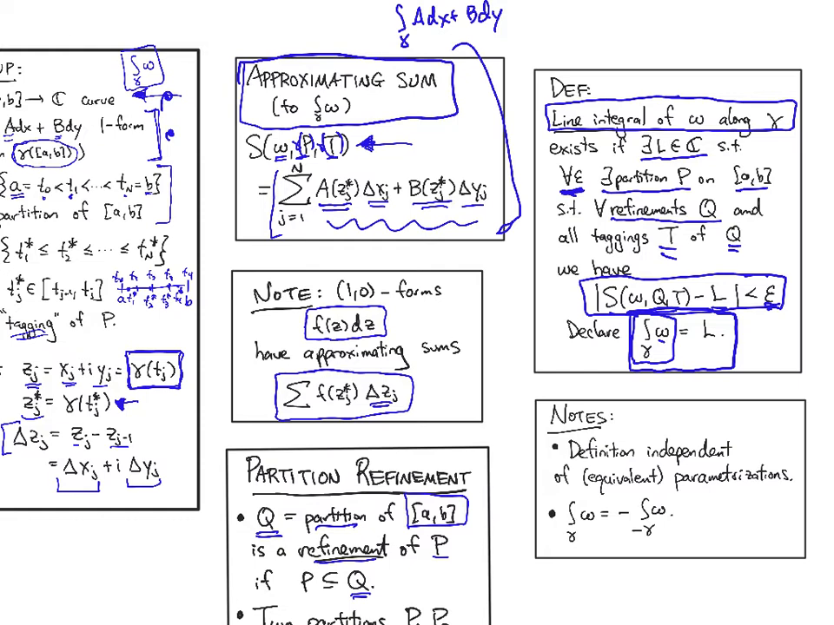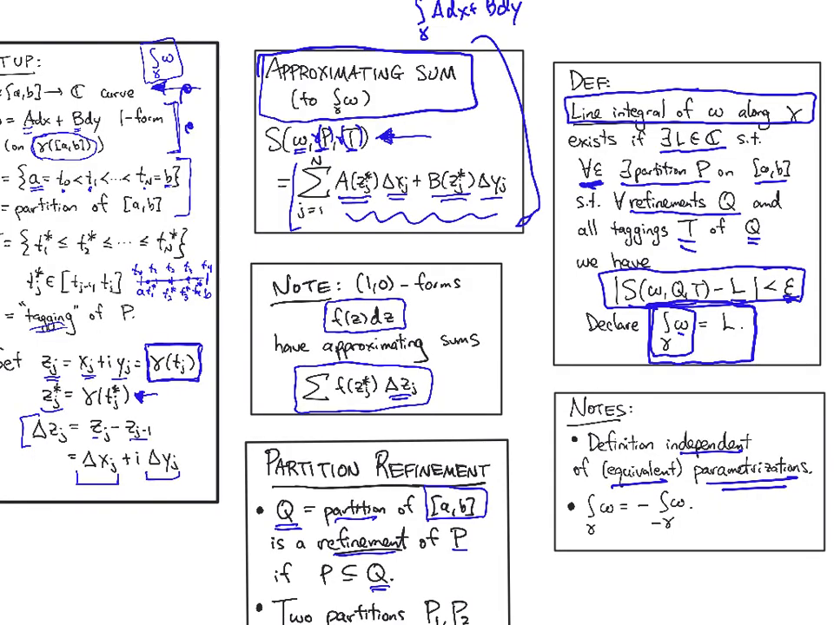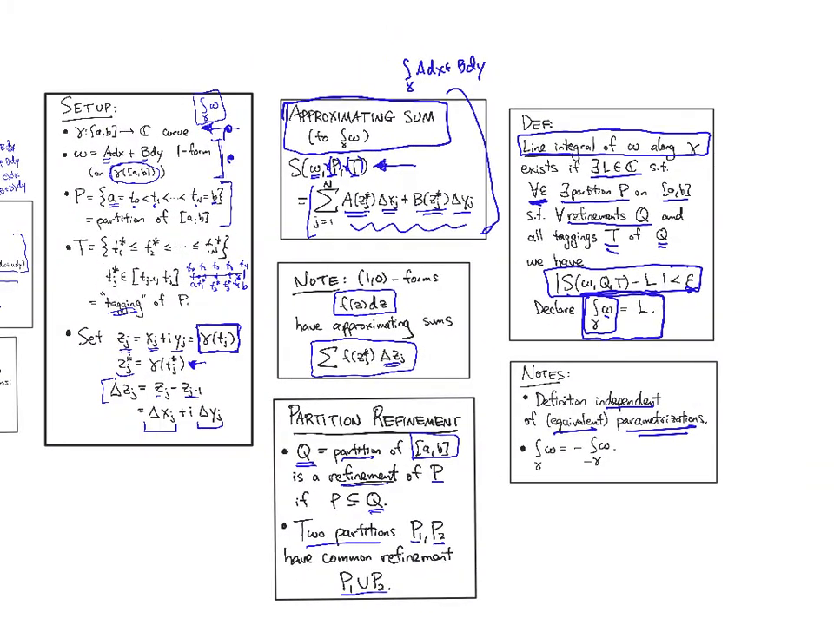Now, one of the nice things about this is, although it's technical, the definition is independent of equivalent parameterizations. So if I reparametrized gamma over here, I would be choosing my partition from a different interval, but I didn't use any of the geometry of this interval. I'm just picking points of the interval, and then when we compute our approximating sums, we're just evaluating the functions at gamma of t_j.